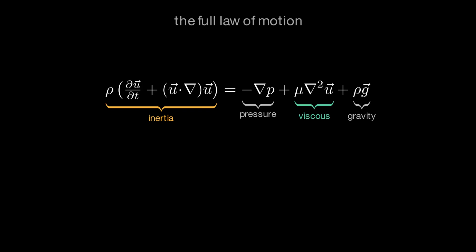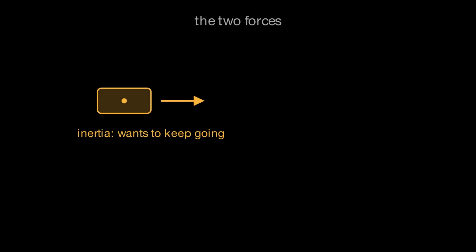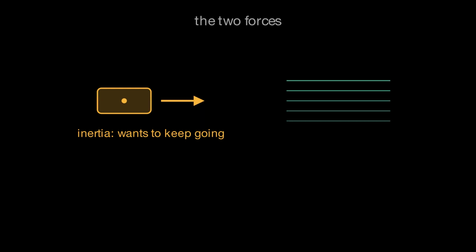First, inertia, the fluid's tendency to barrel ahead, and viscous friction, the fluid dragging on itself, ironing differences out. Inertia is like a heavy truck. Once it is moving, it wants to keep going. Viscosity is the sticky friction between layers, pulling neighbors along and ironing out any sharp change. Whether the flow stays smooth or tears apart comes down to which of these two wins.